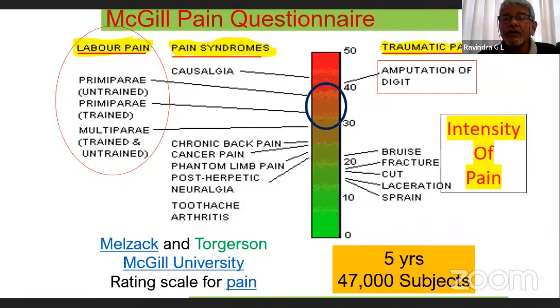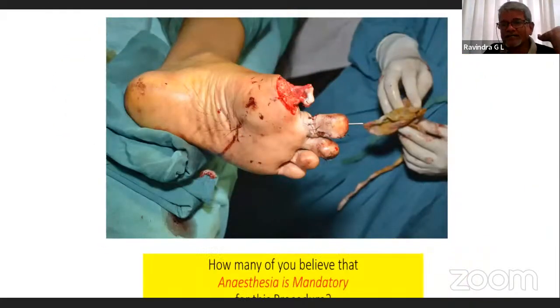You go on. Yeah. So, labor pains as well as the traumatic pain of the amputation of a digit, both of them are almost of the same intensity, anywhere between 30 to 40 on a rating scale of 0 to 50.